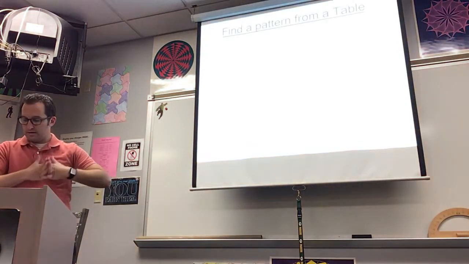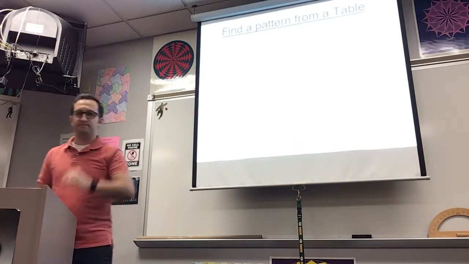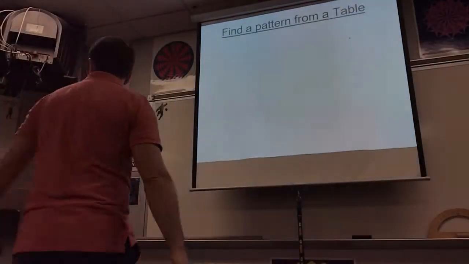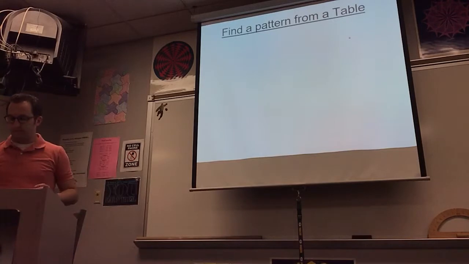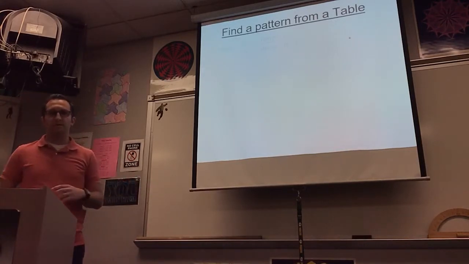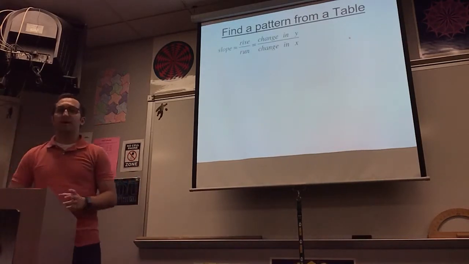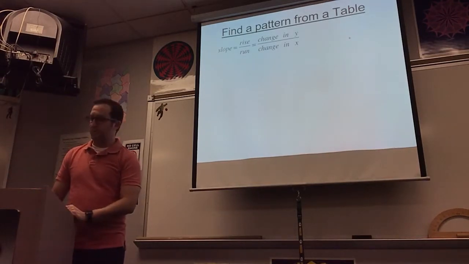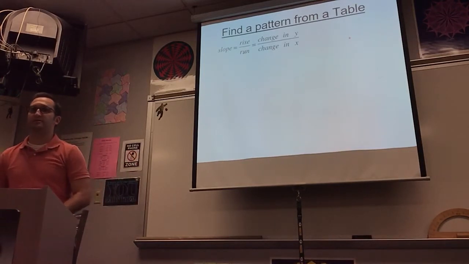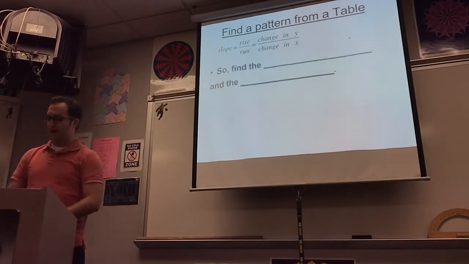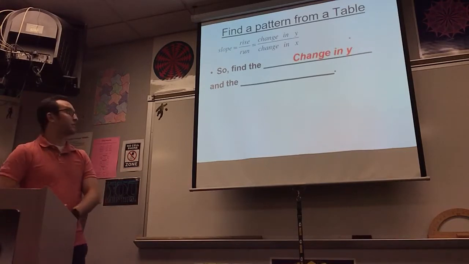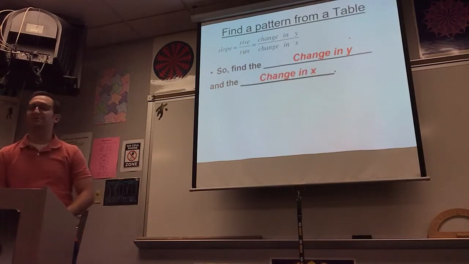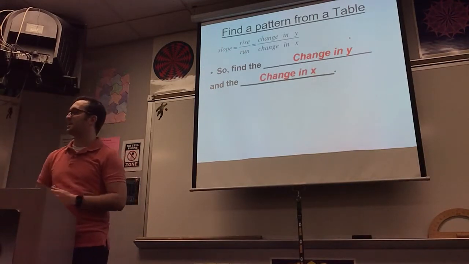Now, this is the key for today. This is the part that lots of people make mistakes on, okay? All right. Finding slope from a table. So we're going to find our pattern from a table. Don't forget what slope is. The rise over run, the change in y over the change in x. So if I want to find out what the slope is, what 2 things do I need to find? The change in y. And then what else do I need to find? And the change in x.